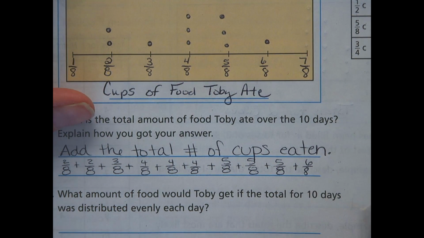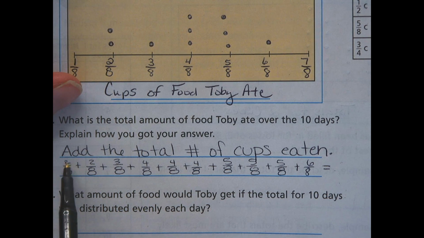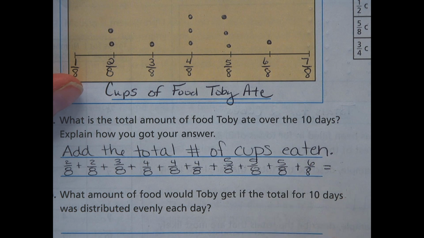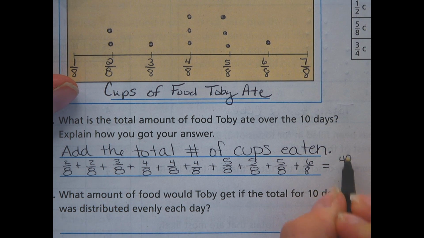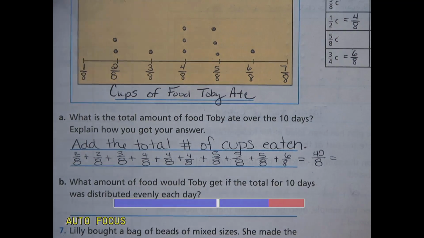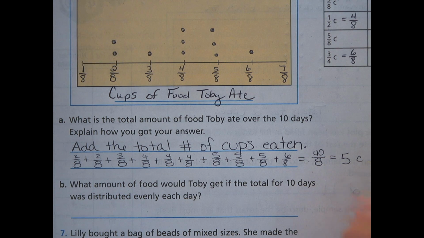So now, just like I would have added before, I'm going to go through and add these up. When I add all these up, I end up with 40 8ths. Now, that is an improper fraction, so I have to simplify. 8 goes into 40 5 times, so my answer is 5 cups. Okay, that would have been the total.